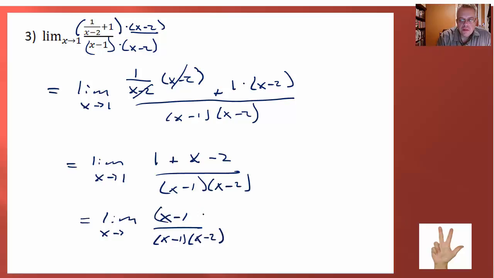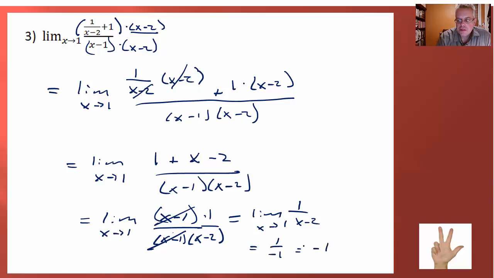Okay, now x minus 1 is a factor of the numerator and denominator. Remember, I can think of this as x minus 1 times 1. We can only cancel factors. So there we go. And we're left with the limit as x approaches 1, I lost my 1 there, of 1 over x minus 2. If we substitute 1, the denominator is going to be negative 1. So we get 1 over negative 1, which is negative 1. Crazy. We can do this.